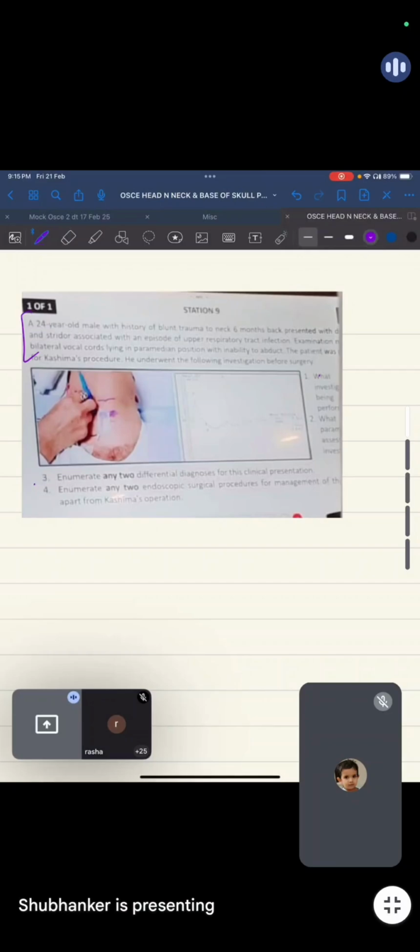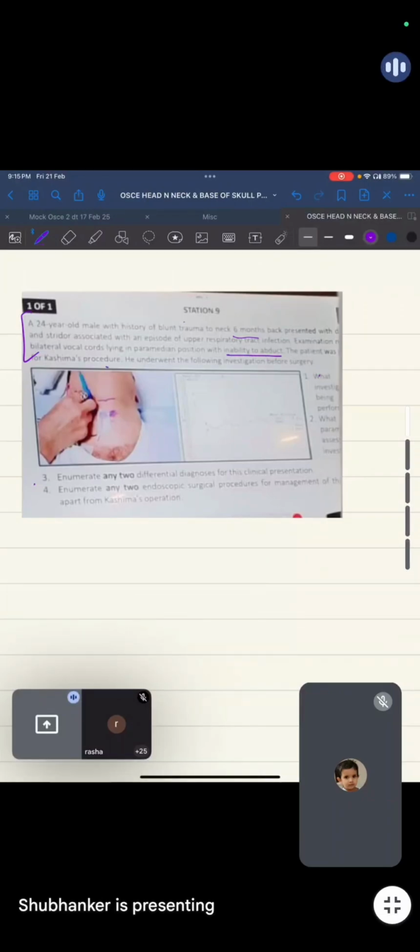A 24-year-old male came with a history of blunt trauma to the neck 6 months back, so there is nothing acute in that. Presented with stridor and difficulty in breathing, associated with an episode of URTI. Examination shows bilateral vocal cords lying in the paramedian position and inability to abduct, meaning abductor palsy. The patient was planned for Cashman's procedure.